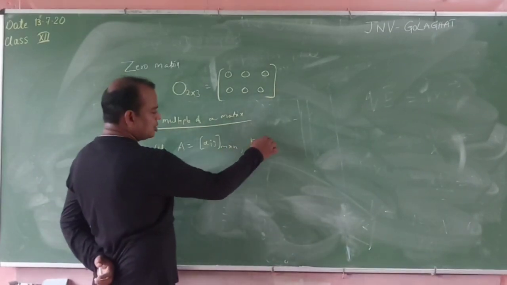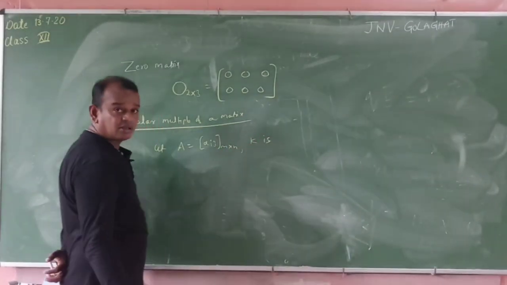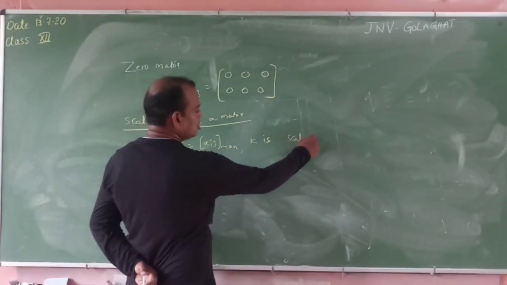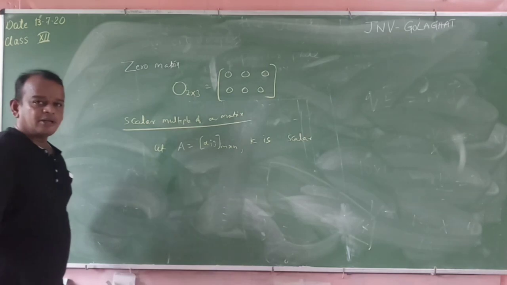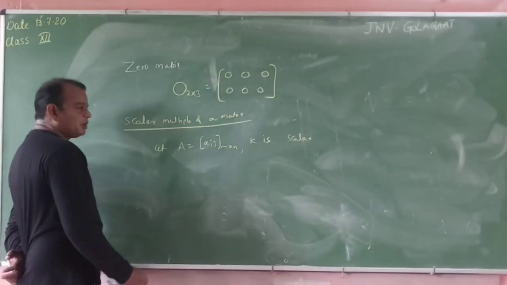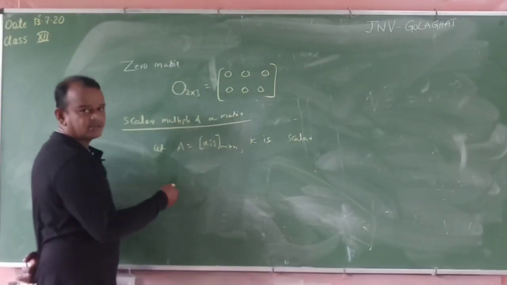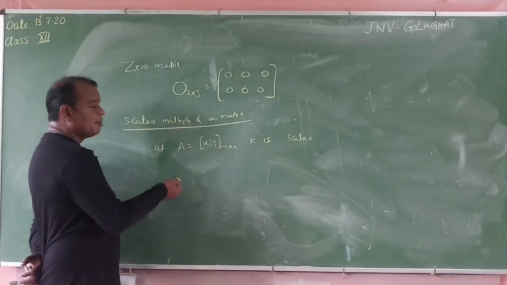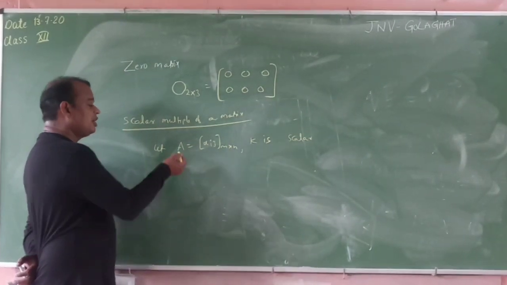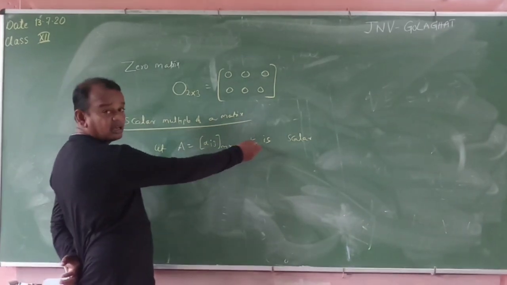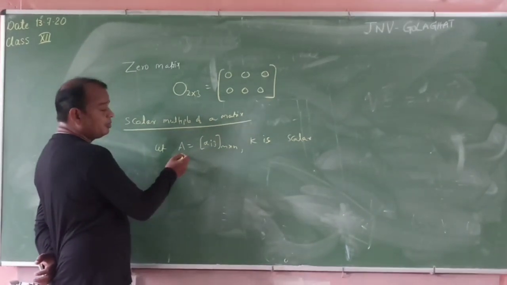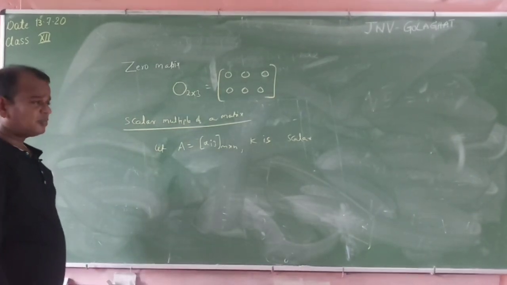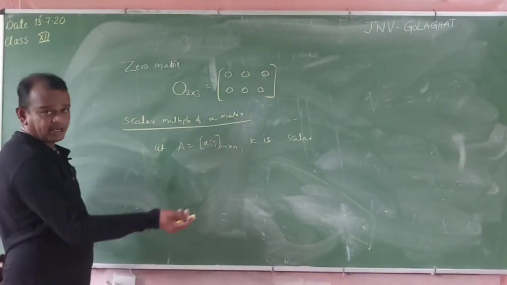K is a number. K is any number, and it is called a scalar. The matrix obtained by multiplying every element of the matrix by K is called the scalar multiple of A by K.